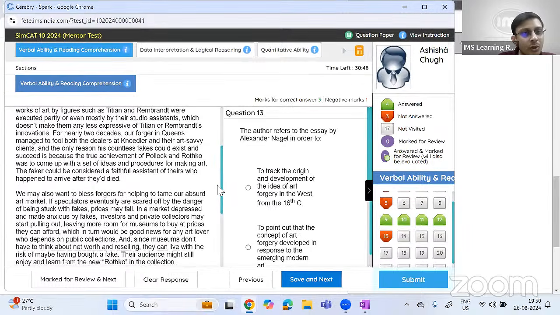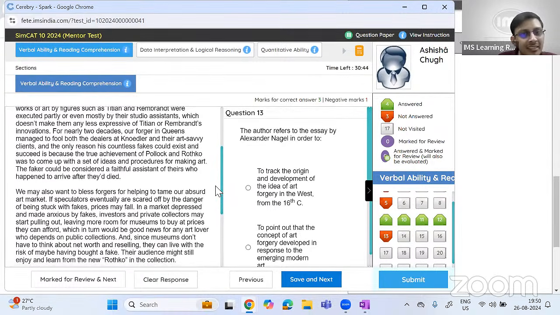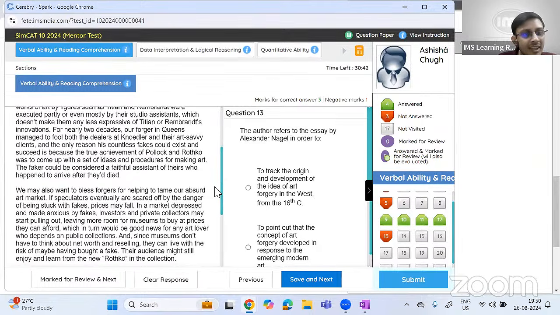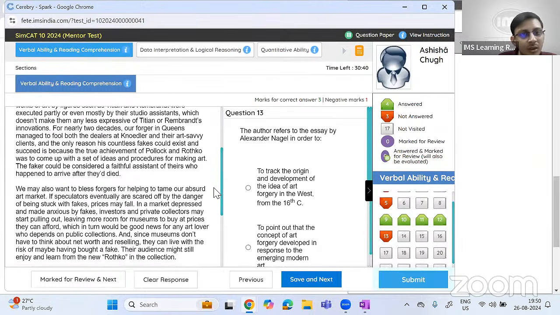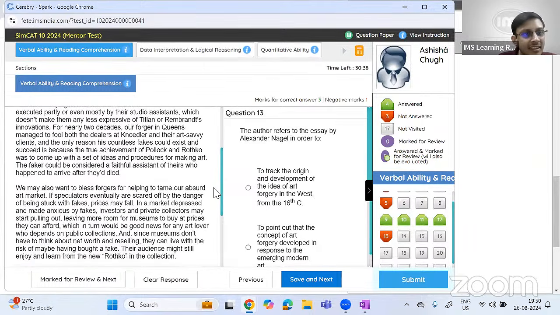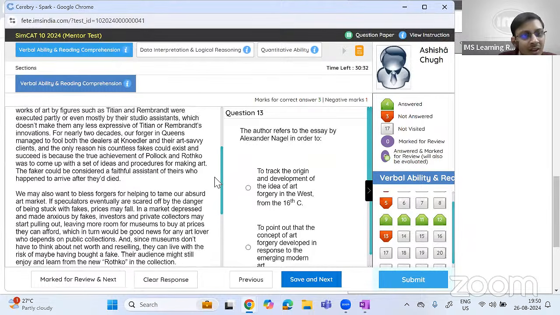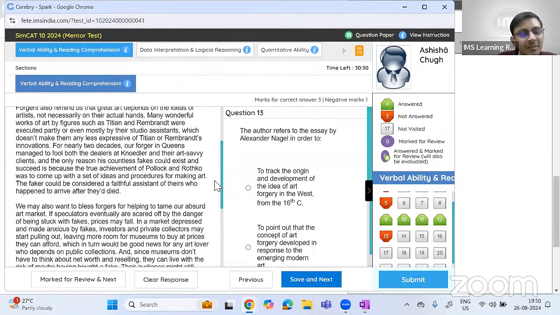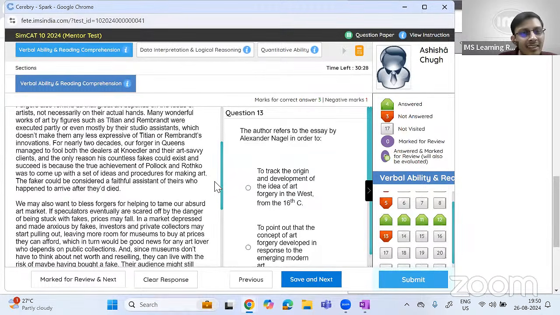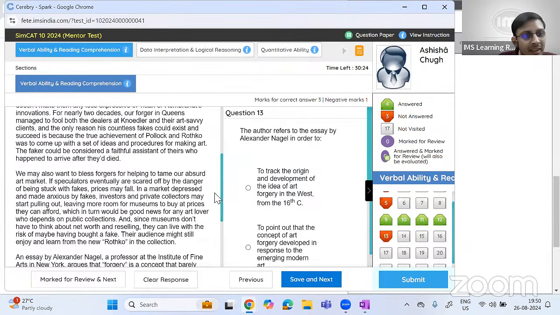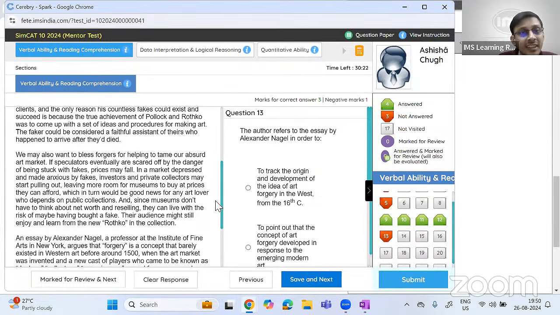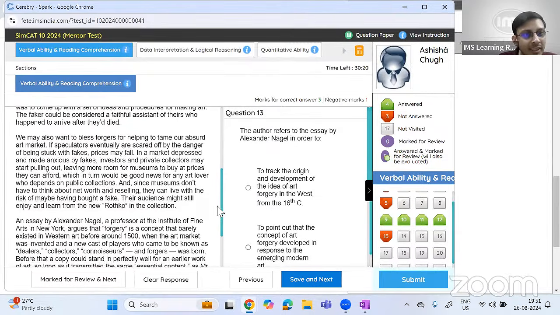Okay, now for nearly two decades, a forger managed to fool both the dealers and their art-savvy clients. And the only reason his countless fakes could exist and succeed is because the true achievement of Pollock was to come up with a set of ideas and procedures. Okay, seems like the author is saying that ideas and procedures are more important and have more significance than the technical mechanical process. A faker could be considered a faithful assistant of theirs who happened to arrive after they died.